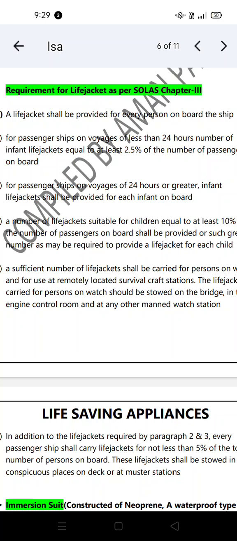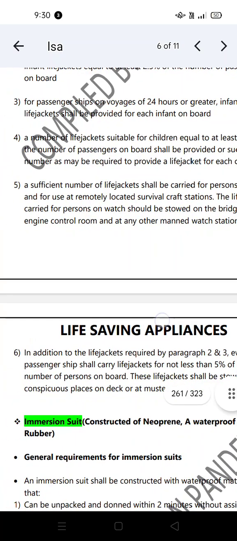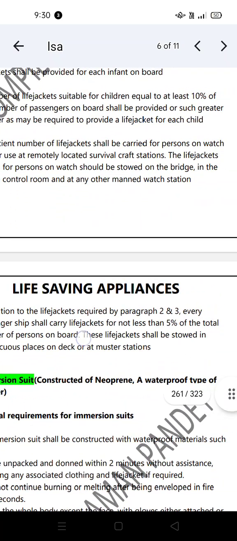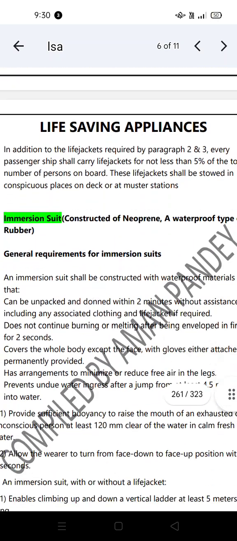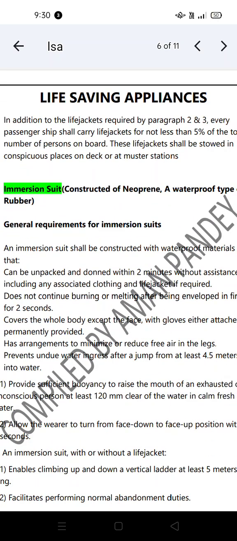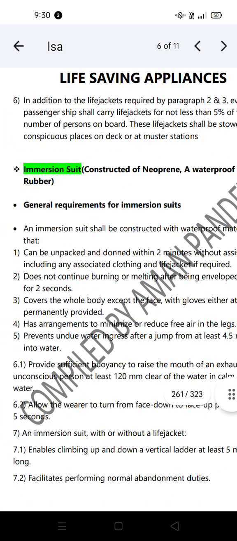The number of infant life jackets is based on the number of passengers, and the rest everything is the same. Sufficient life jackets shall be provided for persons on watch or remotely stored on the bridge. In addition to the life jackets required by paragraphs 2 and 3, every passenger ship shall carry life jackets for not less than 5% of the total number of persons on board.